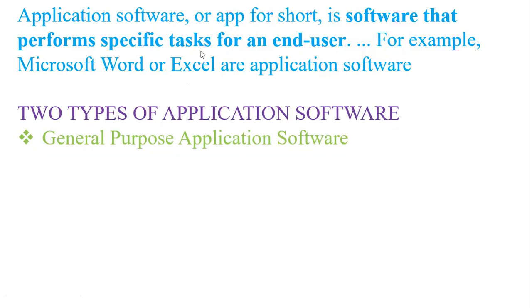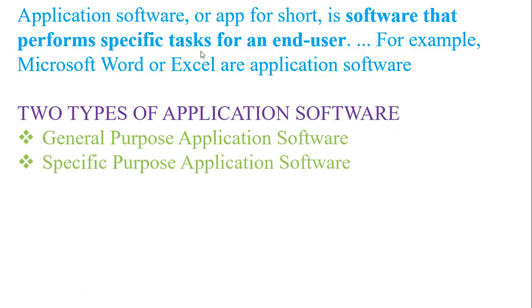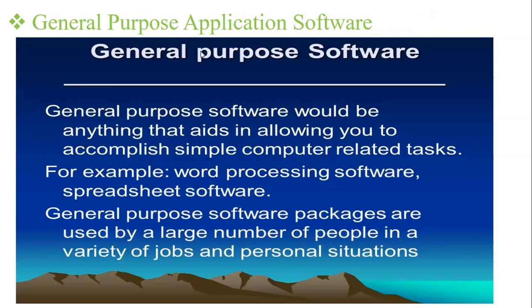So again, in application software we have two types. Which are those? First is general purpose application software, right? Second one, specific purpose application software. Now let us have a look at all these applications. What is meant by general purpose, or what is meant by specific purpose application software? First one, general purpose application software. What does it mean?